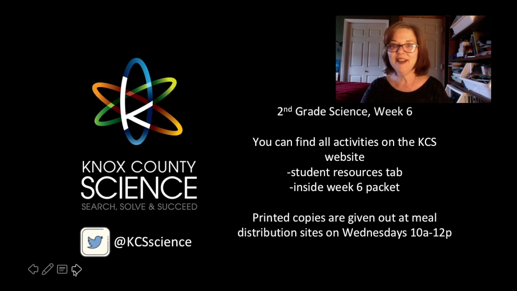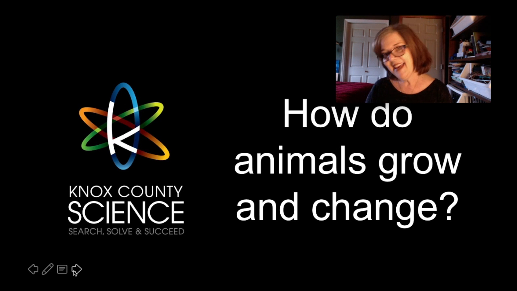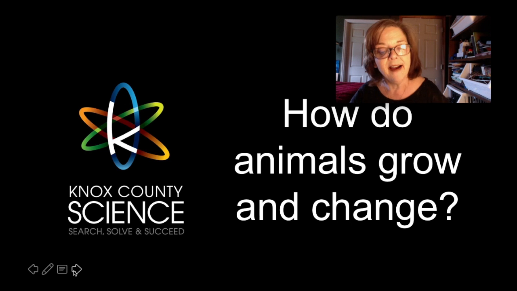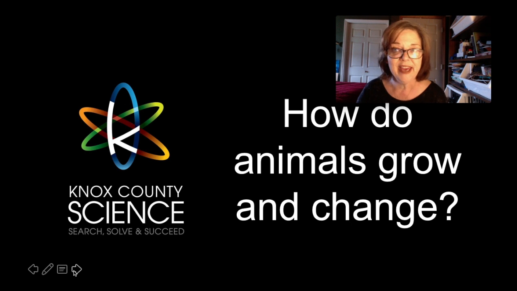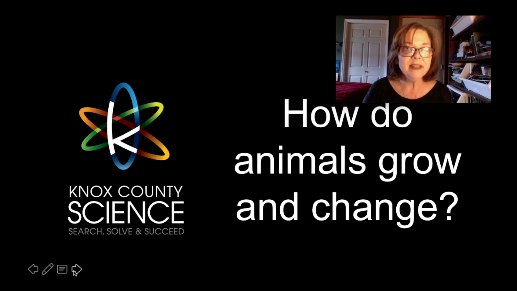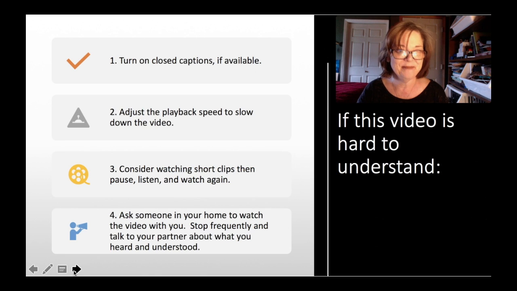Okay, 2nd grade science, week 6. I just want you to know a few things about me first. I live on a farm. We have 62 acres and lots of animals, and we see lots of animal life cycles at our place. And that's what we're going to talk about today: how do animals grow and change? The animal we're going to talk about is frogs, one of my favorites.